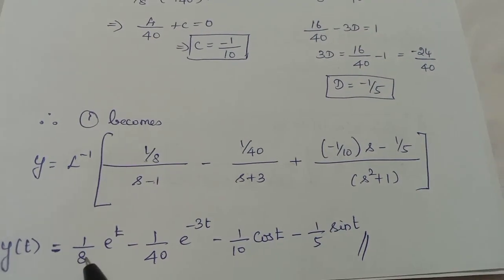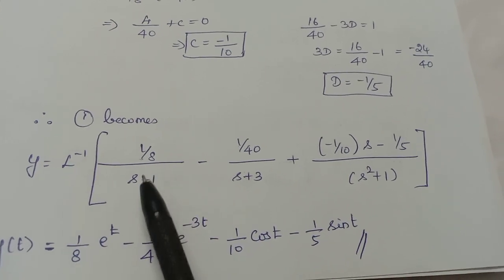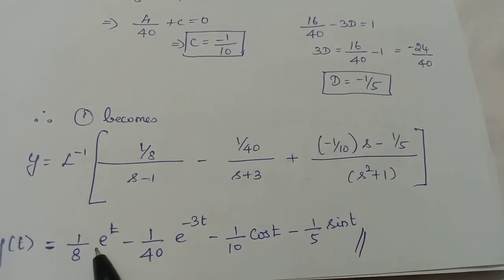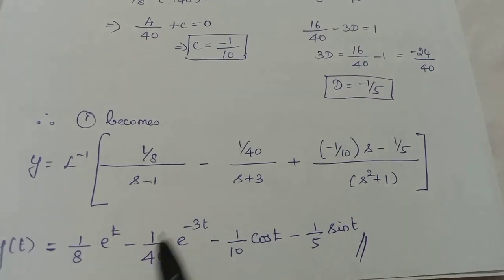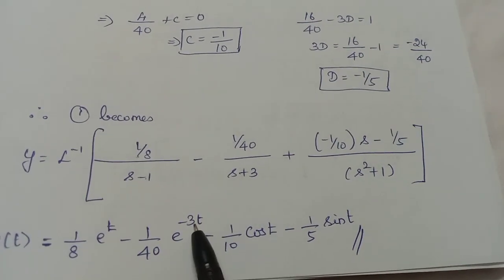Now 1 by 8 is constant. I can keep it outside. Inverse Laplace of 1 by s minus 1, it is what? e power t. And then minus 1 by 40 into inverse Laplace of 1 by s plus 3. So it is e power minus 3t.